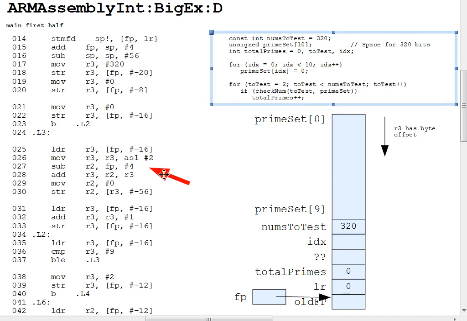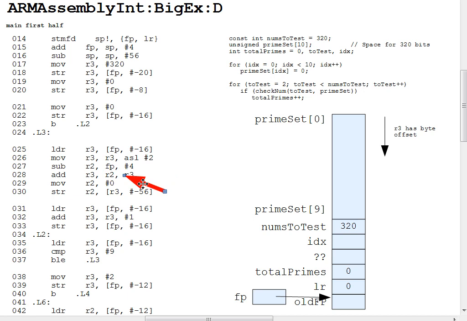The sub subtracts just 4 bytes from FP, leaving the result in R2. Then the add adds in the computed offset from R3, leaving that result in R3. And when we get to the str, it's going to use that combined byte offset plus offsetting another minus 56. And that arrives then at the address FP minus 60 plus IDX times 4. And that's the location of the desired element of prime set. And the str stores a 0 there from R2.